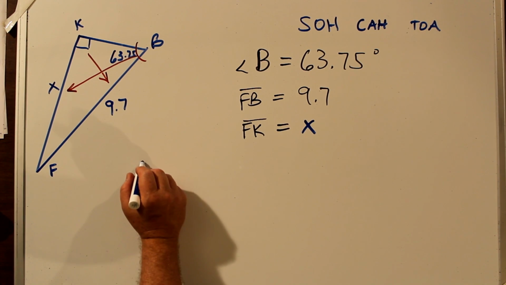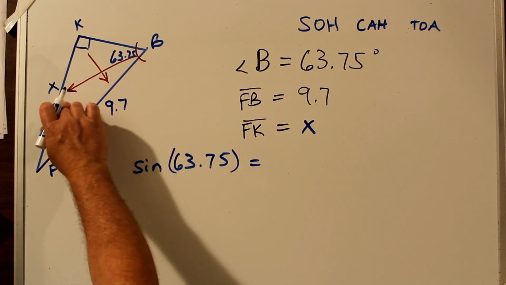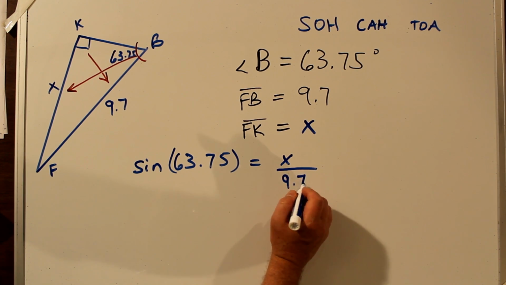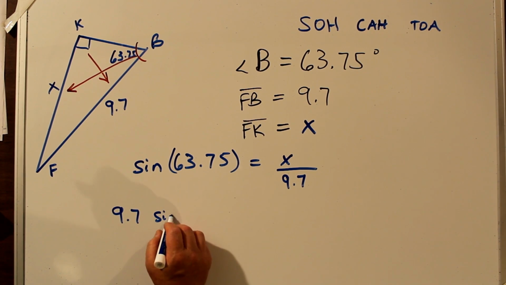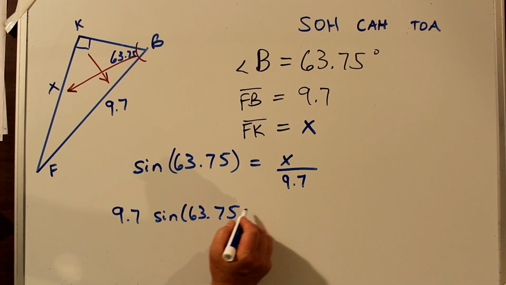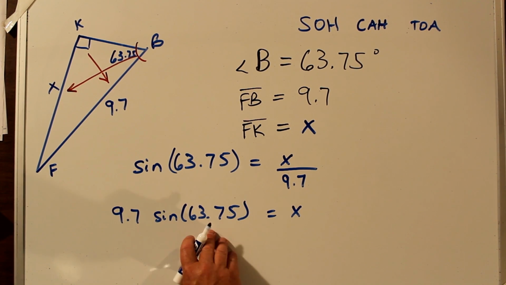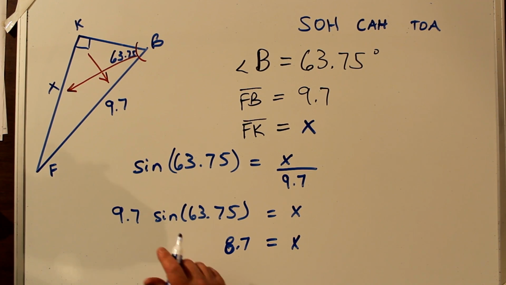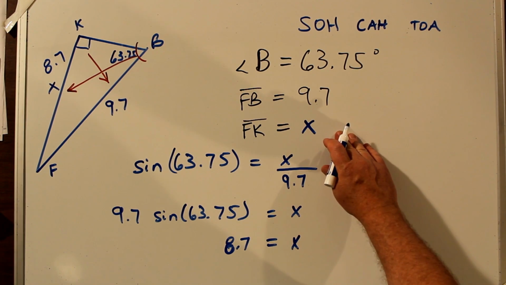So let's write our equation using the sine function. Sine of 63.75 degrees equals the opposite, that's our unknown X, over the hypotenuse, 9.7. To get X by itself, let's multiply both sides by 9.7. 9.7 times the sine of 63.75 degrees equals X. And typing this into our calculator, 9.7 times sine 63.75, we get 8.6996. Call that 8.7, rounding to one decimal place. So our side FK is 8.7. And that's how you can find an unknown using the sine function.